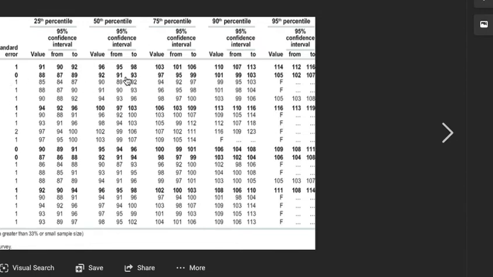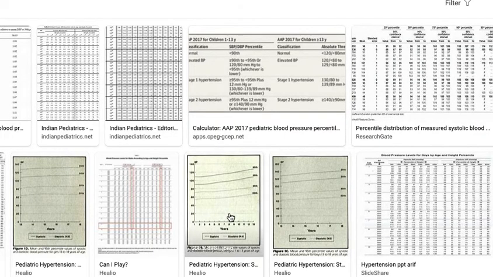This is for the boys and this is for the girls. Basically we have a chart like this, and if you see, for example, the systolic and diastolic, they have written age. At 1 year of age, most of their systolic blood pressure is around this much, the 50th percentile. And see the 95th percentile line. And this is for the diastolic blood pressure. So we have charts like this.